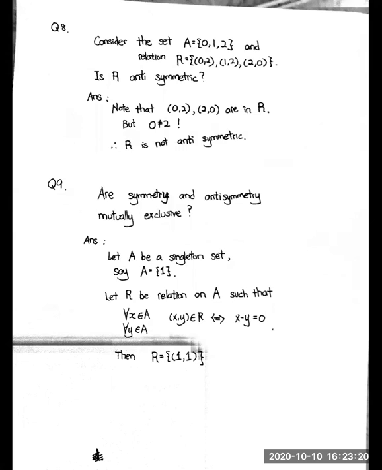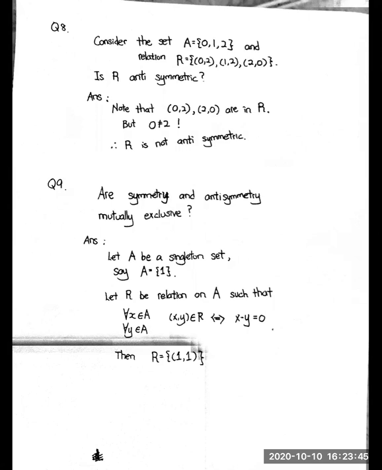Then the other one, we are asking, are symmetry and anti-symmetry mutually exclusive? Means that they can't be happening at the same time? The answer is no. When the answer is no, we just need to give one counter example. So let A be a singleton, any singleton you can think of. In my example, I put A equals the set consisting of one element, which is 1.